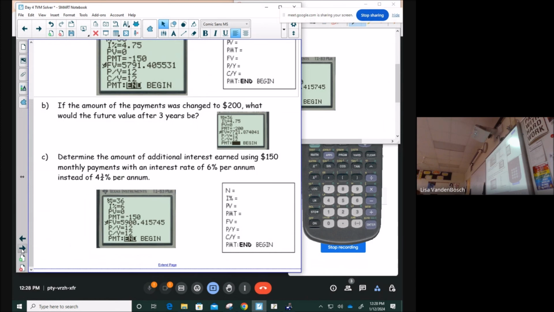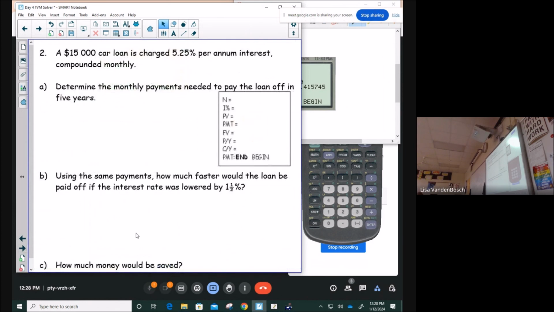Okay, everyone good so far? Okay, we're going to take out a car loan. So we are going to take out a car loan for $15,000. So we're getting a nice car. They're going to charge us 5.25% interest per annum, which means per year. And it's going to be compounded monthly. So I want you to figure out what the monthly payment would be so that we could pay off that loan in 5 years. So at the end of 5 years, I don't want to owe them anything.